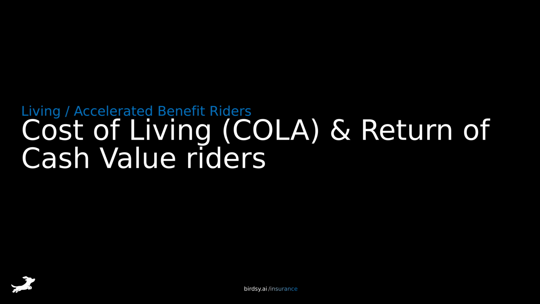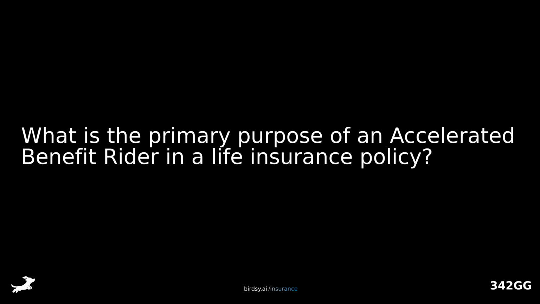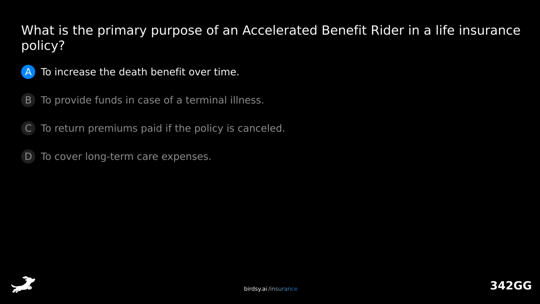Cost of living and return of cash value riders. What is the primary purpose of an accelerated benefit rider in a life insurance policy? Is it A, to increase the death benefit over time? B, to provide funds in case of a terminal illness? C, to return premiums paid if the policy is canceled? Or D, to cover long-term care expenses?